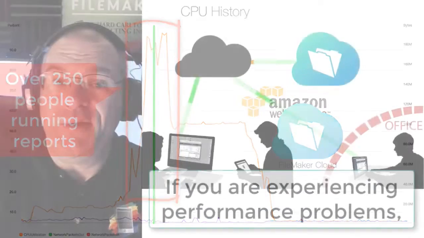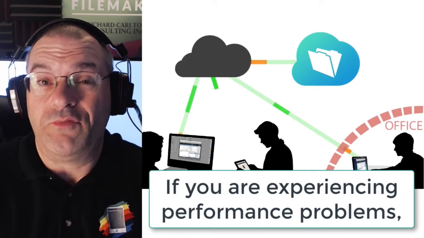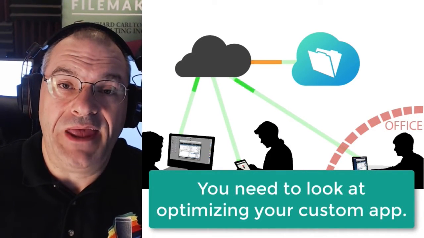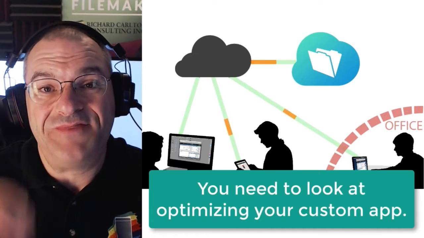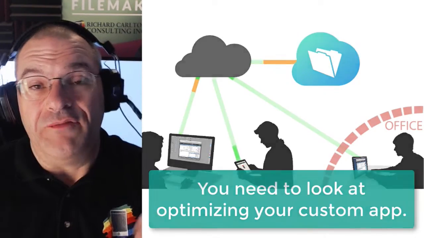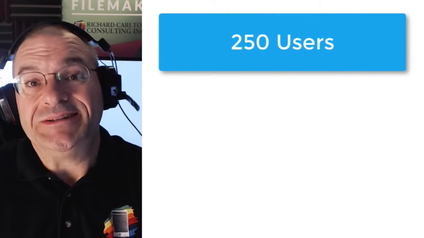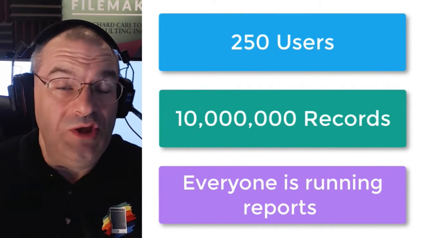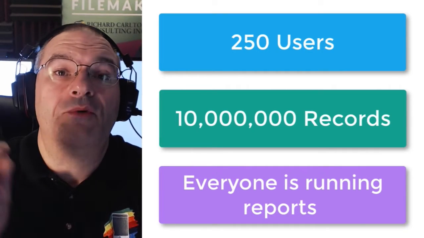So if you're using FileMaker Cloud right now and you're seeing any sort of performance problems, well, then you need to look at optimizing your custom application to make sure that it is working as fast as it possibly can. Now, if you have 250 users and 10 million records of data and everyone's running reports at the same time, then you can make your FileMaker custom app run faster.